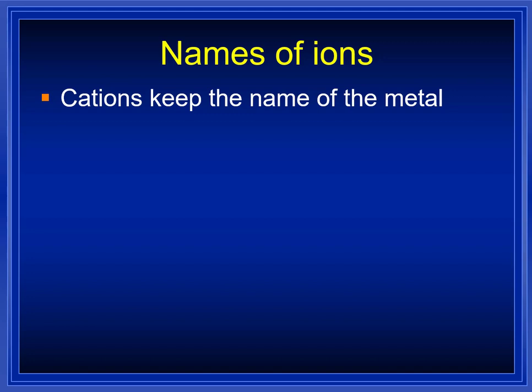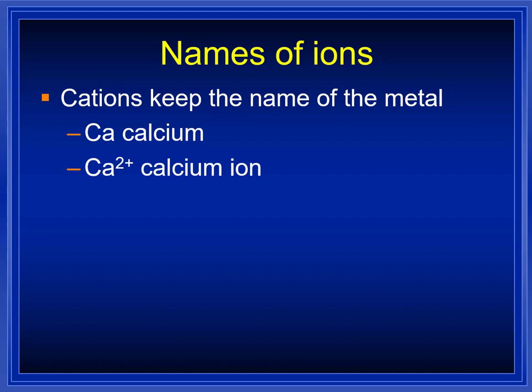So, Ca is calcium. Ca2 plus is the calcium ion. So the only thing you have to do is add the word ion after it. Pretty easy. Okay.